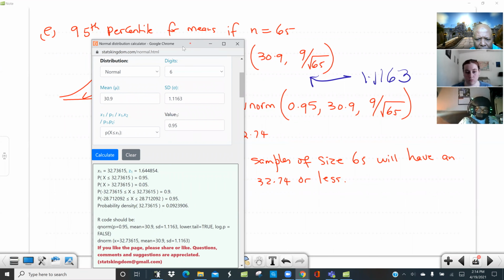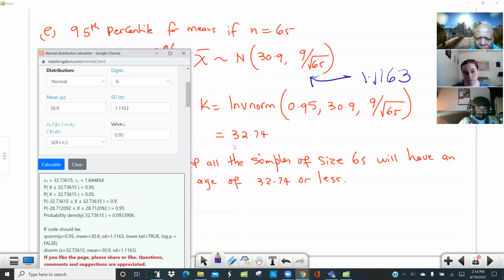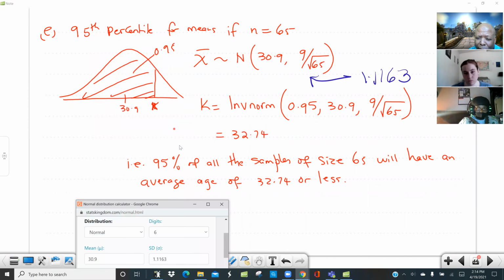32.74. In other words, 95% of all the groups of 65 prostitutes will have an average age of less than 32.74 years. Groups of 65, 95% of all those groups will have an average age less than 32.74.